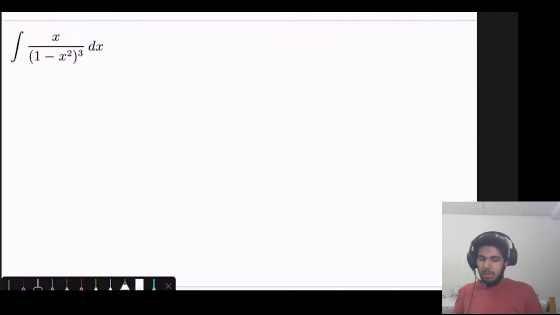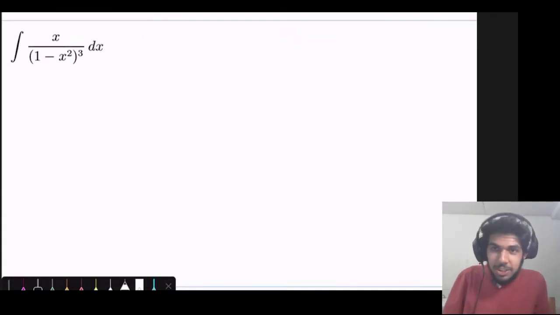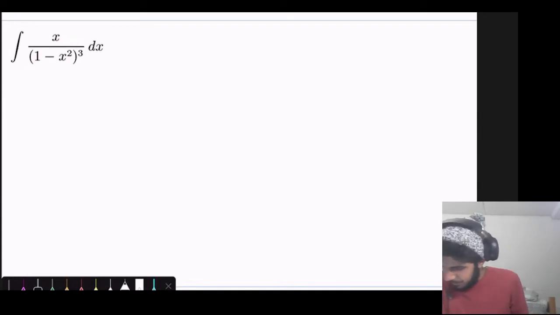Let's do another one. All right, this one looks tricky now. This one looks weird because we have a fraction, and fractions are not fun to deal with.